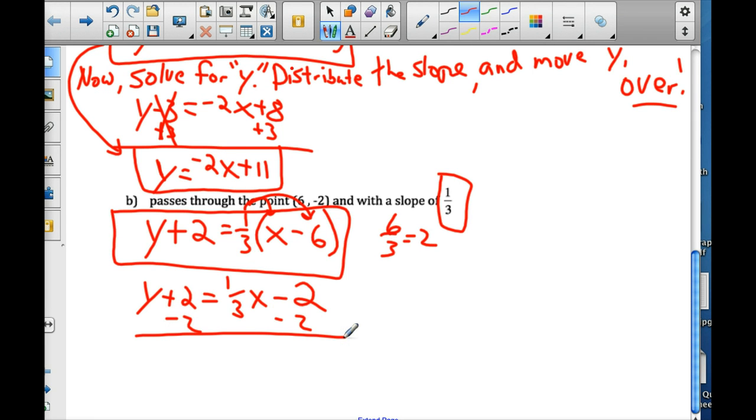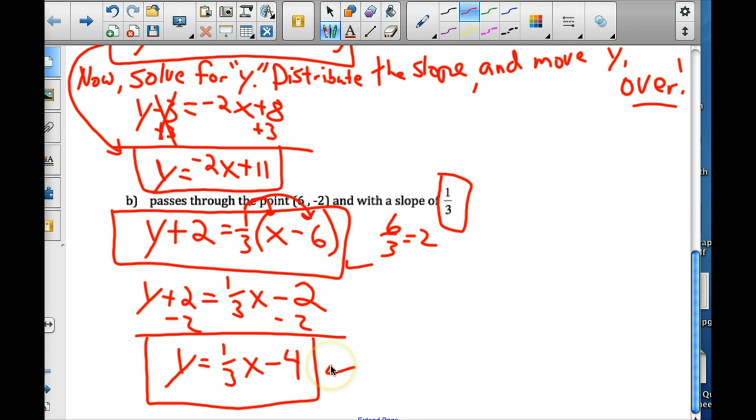Give me the answer, Siobhan. Y equals 1/3 x, minus 2 minus 2, minus 4. So first point slope, guys, then slope intercept.